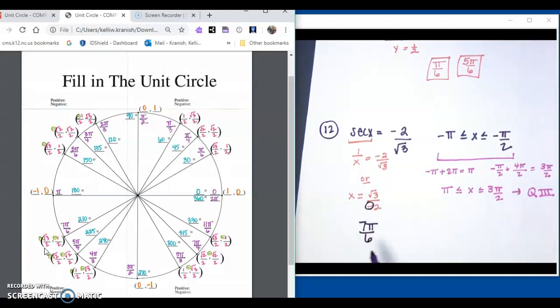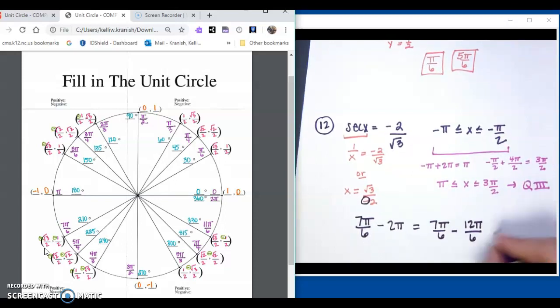Okay, but if you look back at your original interval here, 7 pi over 6 is not in this interval. So because it's not in the interval, we need to subtract 2 pi so we can find the coterminal angle. Alright, in order to subtract 2 pi, we want to have the same denominator, so we're going to make it 12 pi over 6. So we're going to end up with negative 5 pi over 6 for our radian measure.